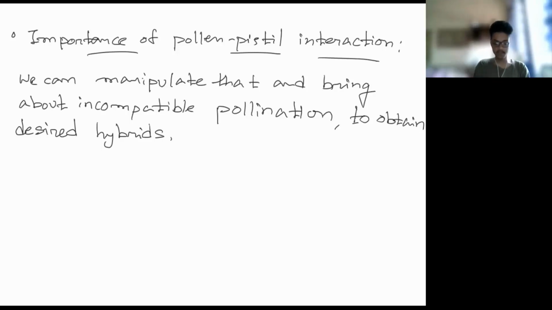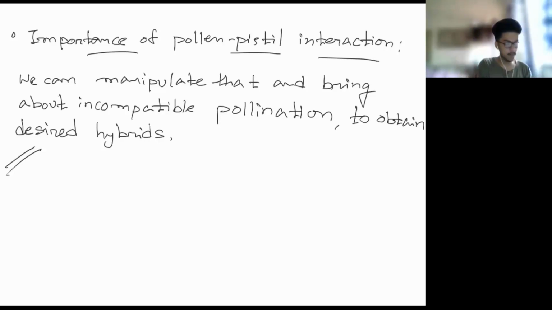So I think the pollen-pistil interaction portion is complete. This is going to be the last part of the topic that we're going to discuss, emasculation and bagging. After emasculation and bagging, I'm going to wrap up this lecture. In the next lecture, we are going to proceed to how the pollen tube enters the embryo sac, double fertilization, and then post-fertilization events.